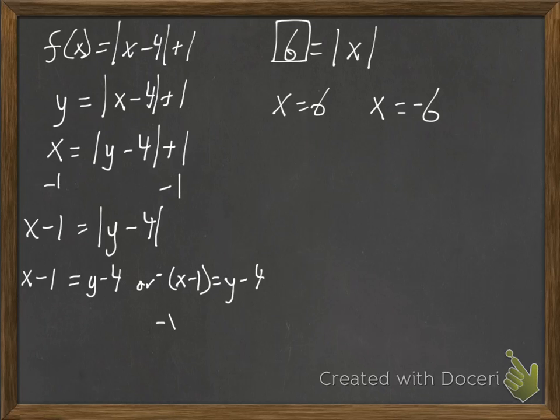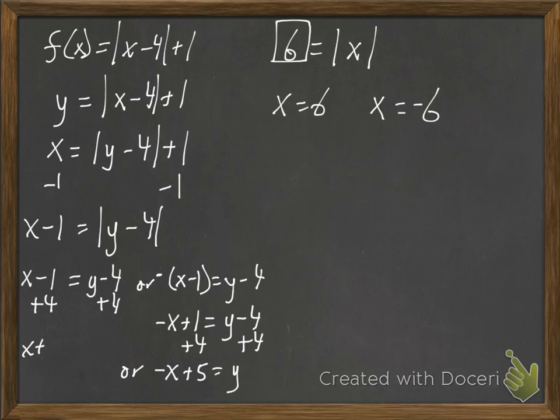Which means that negative x plus 1 might be equal to y minus 4. So then add 4 to both sides, and negative x plus 5 is equal to y, or add 4 to both sides here, x plus 3 is equal to y. So I either have this one or I have this one. Well, how do I know which one to use? Well, it depends on what the x value is.